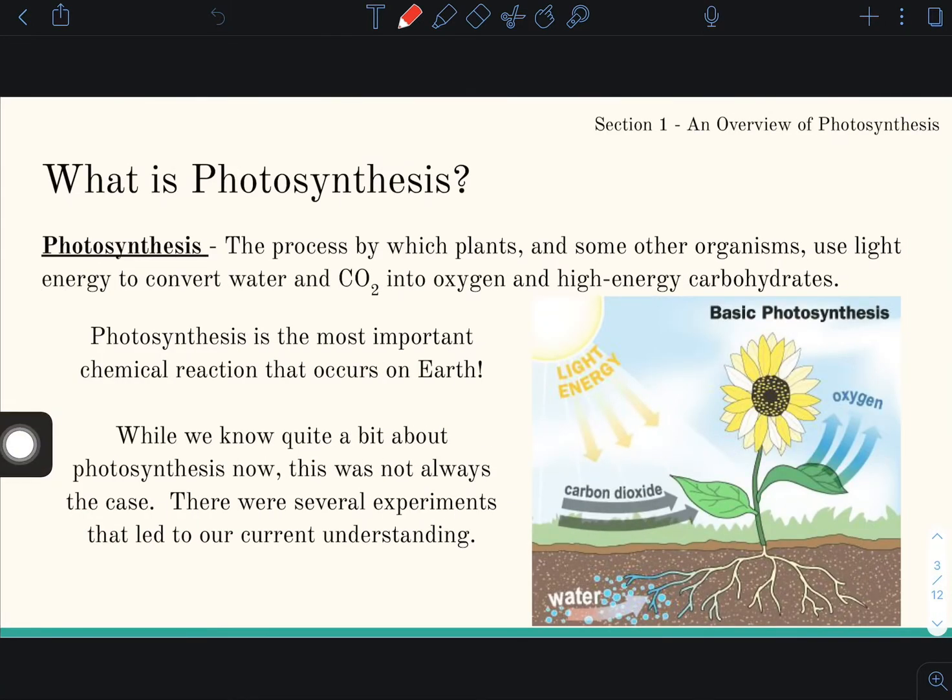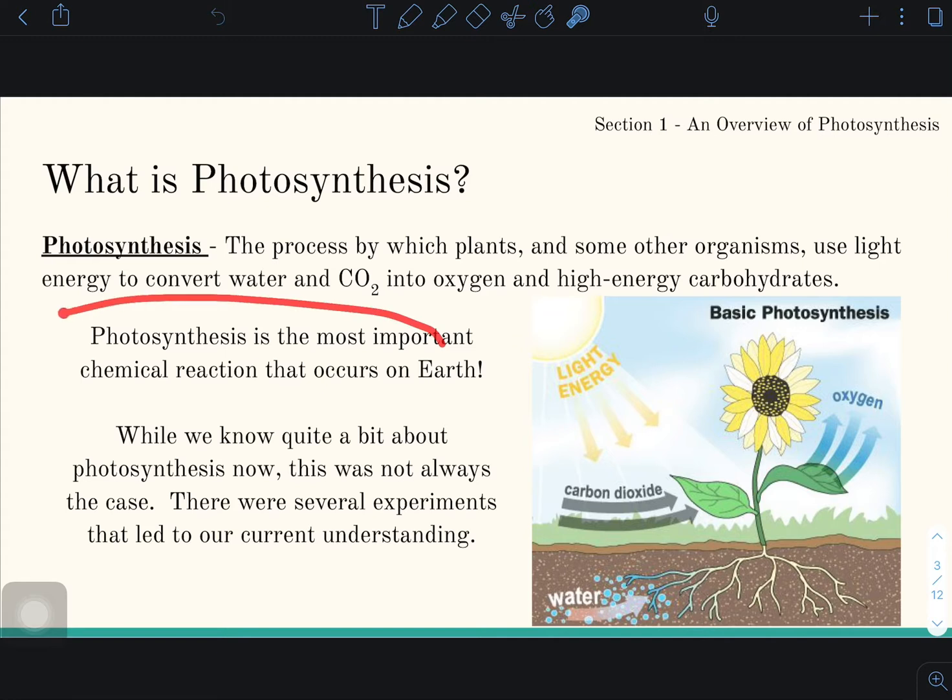So let's start with what is photosynthesis. If we break the word down, photo means light, synthesis means to make. So the idea is we are making something with light. It's the process by which plants and other organisms use light energy to convert water and carbon dioxide into oxygen and high energy carbohydrates. When we talk about high energy carbohydrates, we're generally talking about the molecule called glucose.